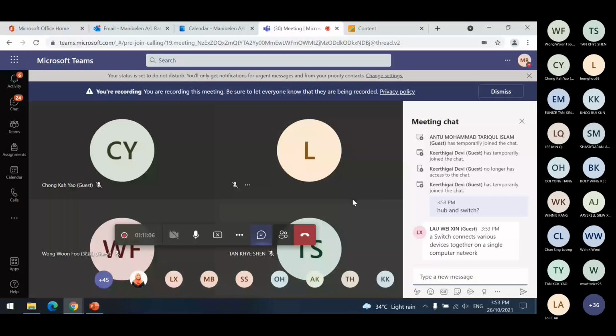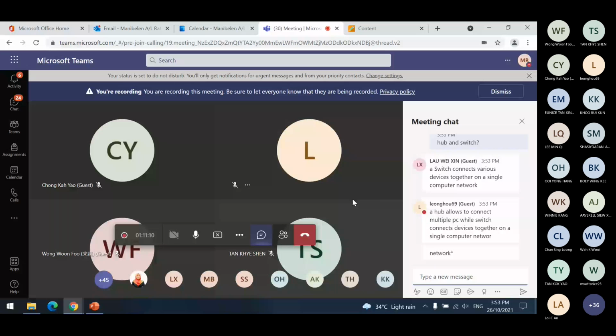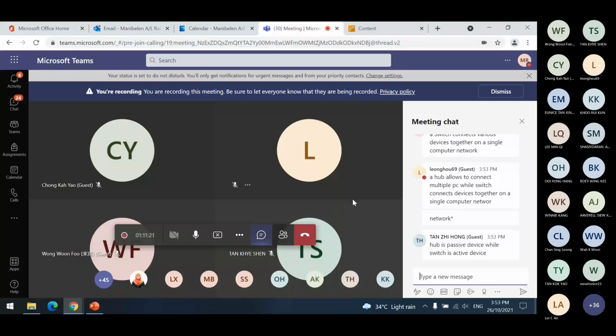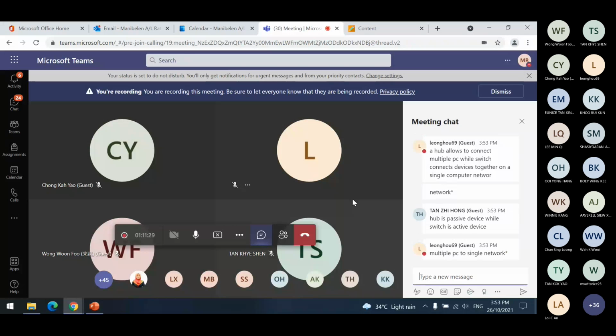Hub allows you to connect multiple PCs while switch connects devices together on a single computer network. To me, both the answers look the same. Okay. Hub is a passive device while switch is an active device. All right, that is acceptable.